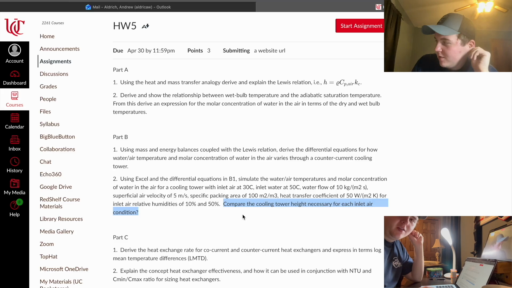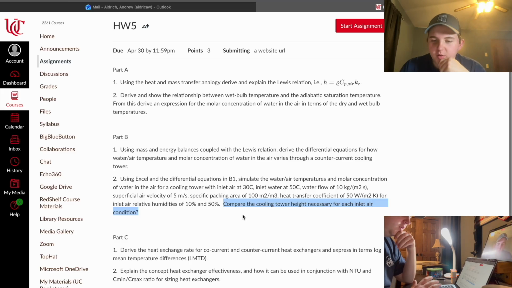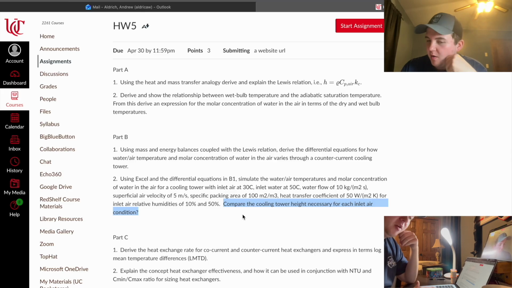Okay, I'm back. I'm gonna have to do this really fast because I ran out of iPhone storage. So the last thing we have to do is compare the cooling tower necessary height for each inlet air condition. Basically, I'm just gonna explain it really quick: as your height decreases, your cooling tower is going to not cool down the water as much.